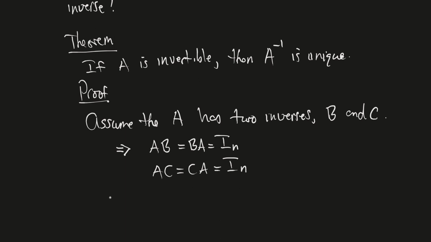Now, what I know is this. I know that, because of the properties of the identity matrix, I can write B as B times I. That's by definition. I is the multiplicative identity. So if I multiply any matrix by I, or I by any matrix, I'll get back that same matrix. So this is by definition.